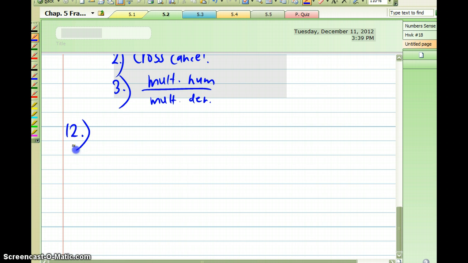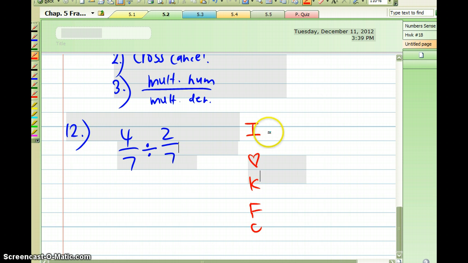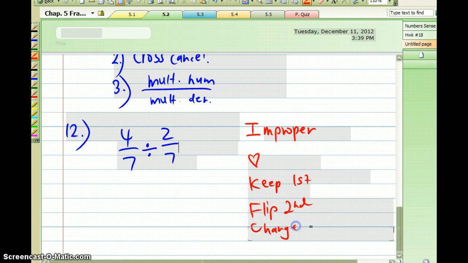Number 12, I'm going to start to divide fractions here. Now when I divide, I follow I, heart, K, F, C. Remember, I stands for improper, K stands for keep the first, F is flip the second, and C is change the sign. So, I don't need to do step 1, so I'm just going to skip that. Okay, keep the first, flip the second one, 7 over 2, make it a multiplying.